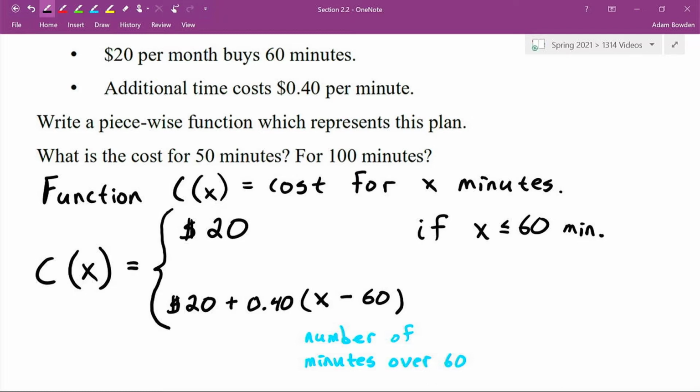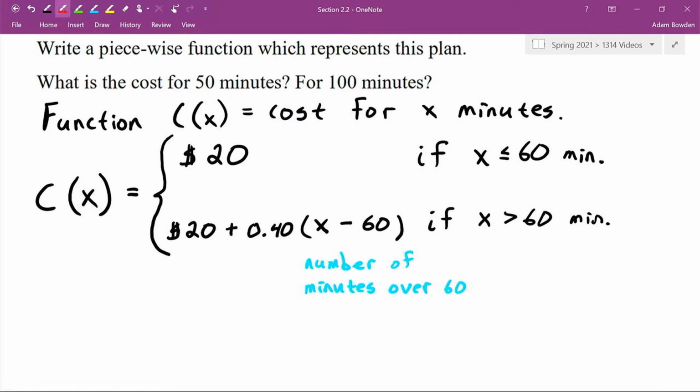So as long as I subtract 60 away, what I'm left with is the number of minutes that are over 60. So we're going to multiply that by 40 cents to get how much is being charged for going over 60 minutes. So it'll be $20 plus this amount if the number of minutes, x, is greater than 60 minutes.